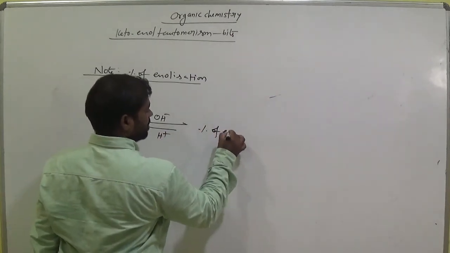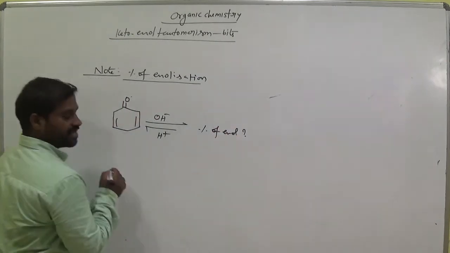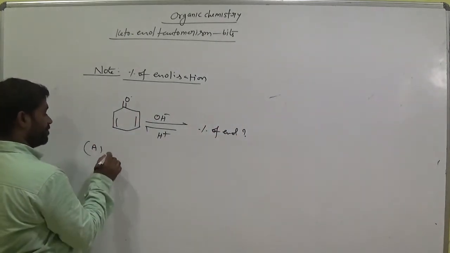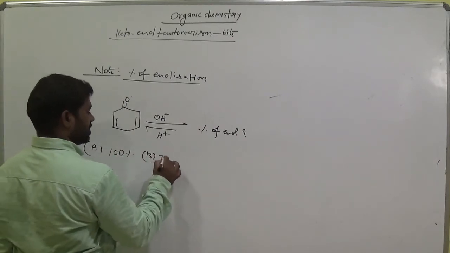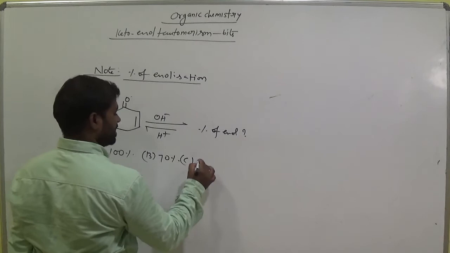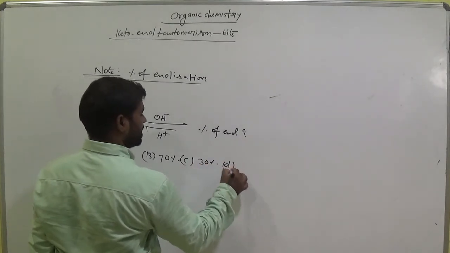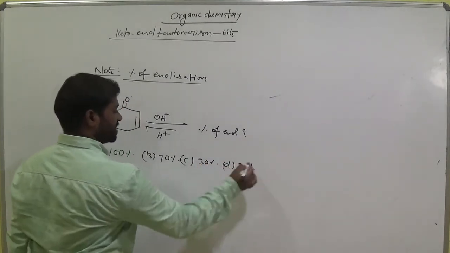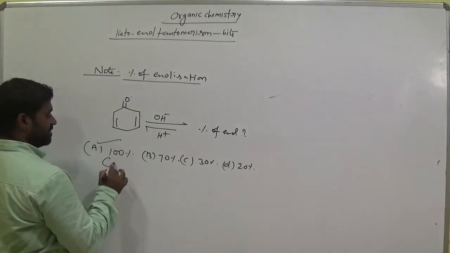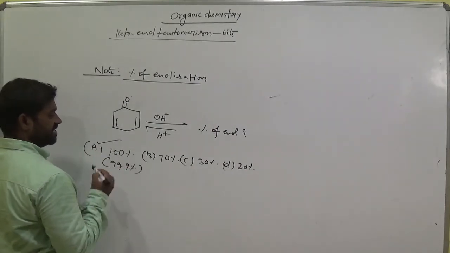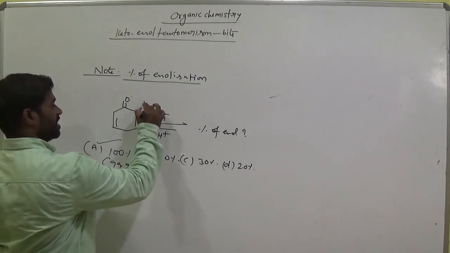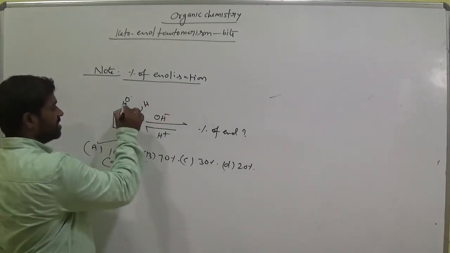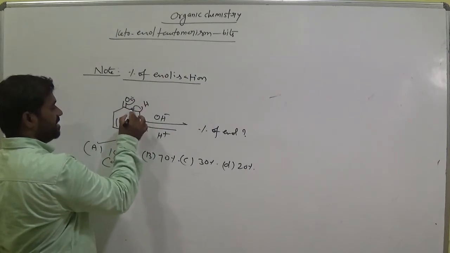Percentage of enol, how much? Option A 100%, option B 70%, option C 30%, option D 20%. So what is the answer? So 100%, maximum 99.9% it is. So how does it happen? So let's see. Here we have one hydrogen, that is the alpha hydrogen. Now this bond is here and this bond is here.